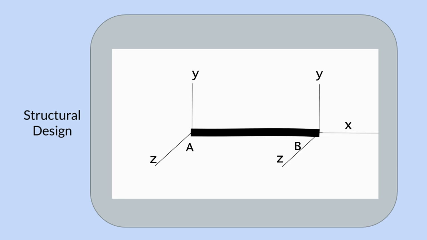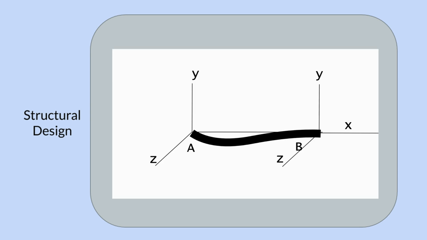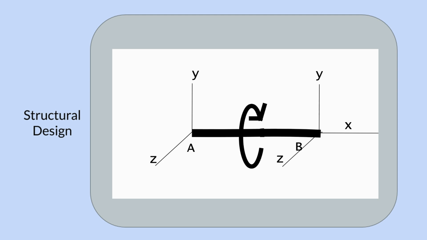So here you can see the possible displacement along the x-axis, then the possible displacement along the y-axis, and finally the possible displacement along the z-axis. These are the translational displacements. Now we'll see what the rotational displacements are: rotational displacement about the z-axis, about the y-axis, and possible rotational displacement about the x-axis.